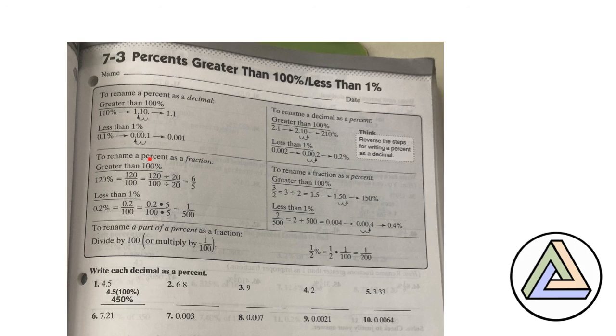Let's say you have a percent, but you want to turn that into a fraction. That's actually pretty easy.